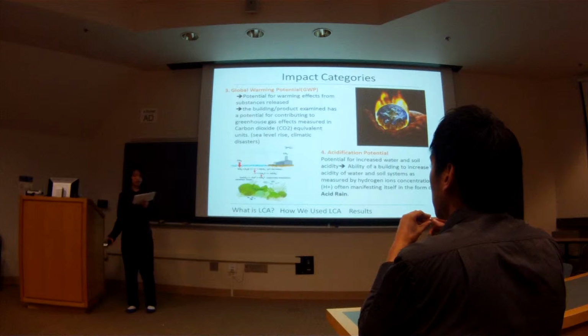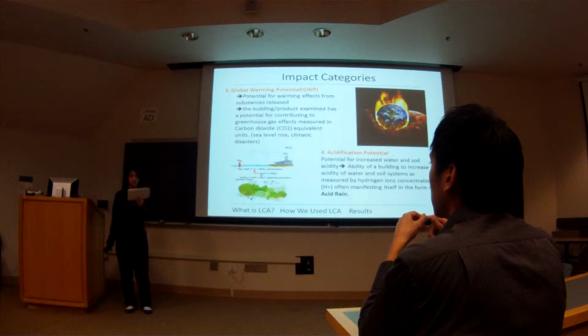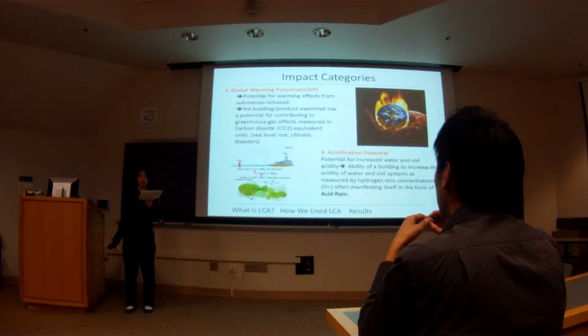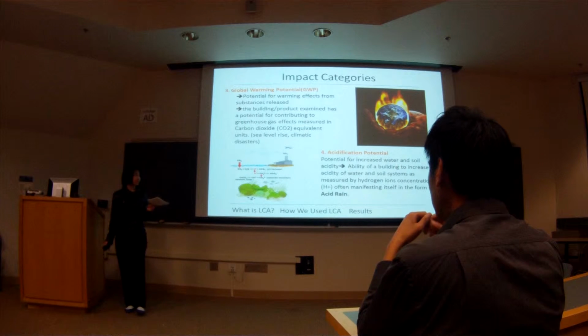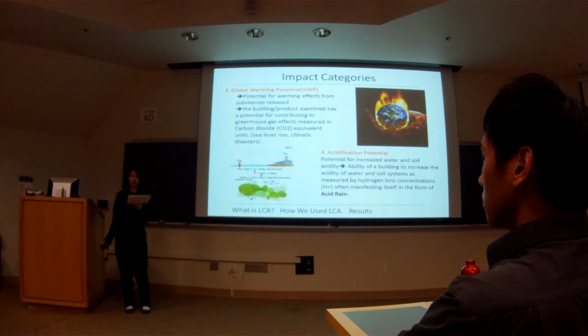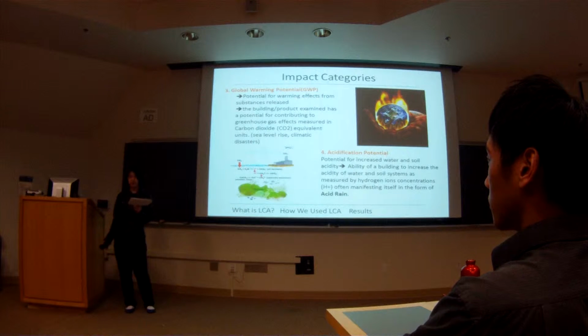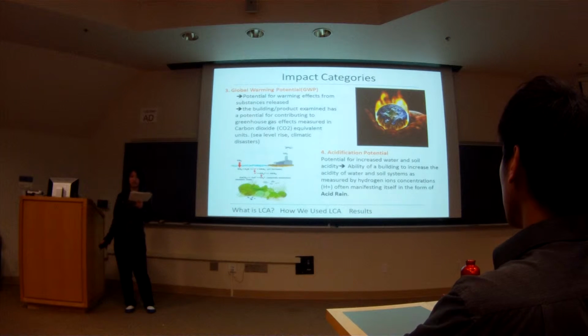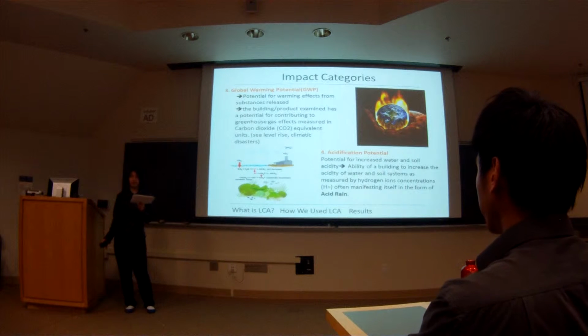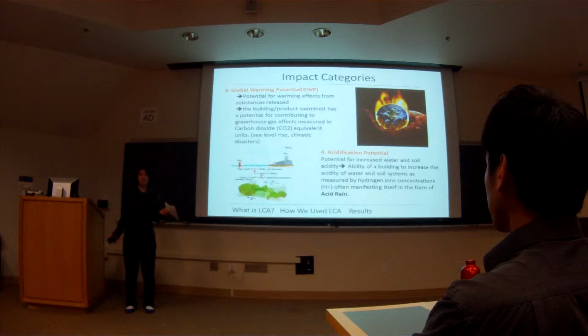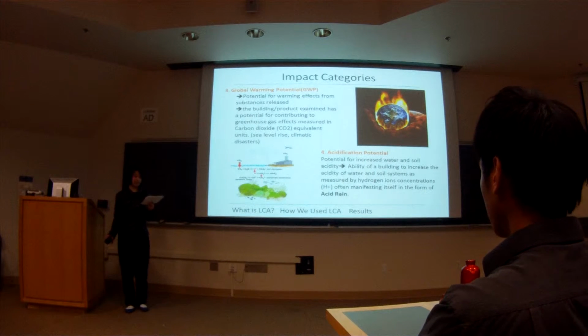So we move on to the third category, which is global warming potential. Global warming potential is a process's ability to emit greenhouse gases. And since there's many different types of greenhouse gases out there, global warming potential is measured in CO2 equivalents. Basically, CO2 equivalence is the amount of CO2 that would be released in place of a specific gas to have the same effect on global warming. So this would lead to climate change, and climate change would lead to extreme weather conditions.